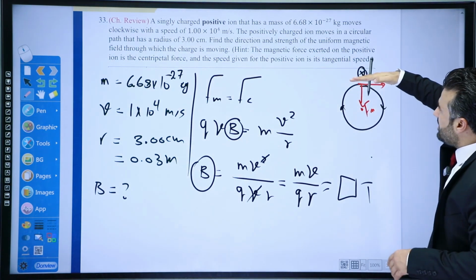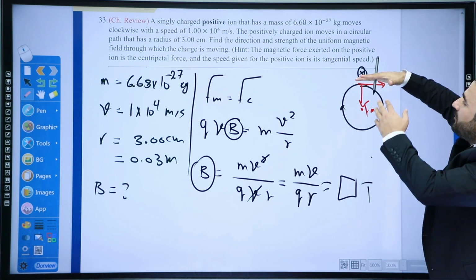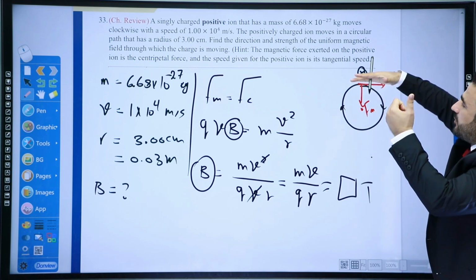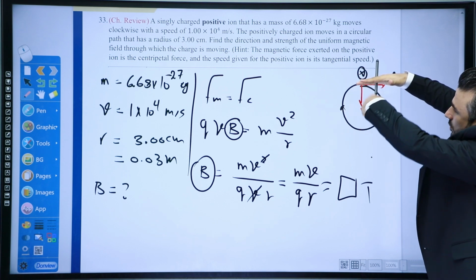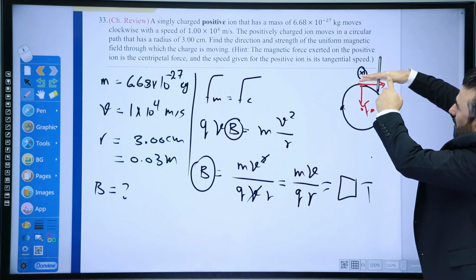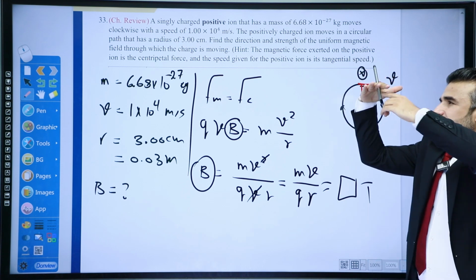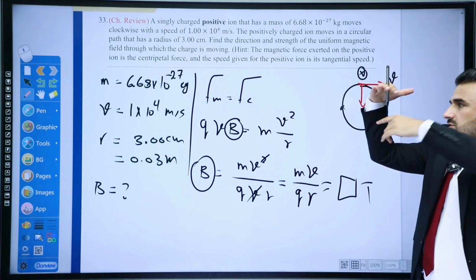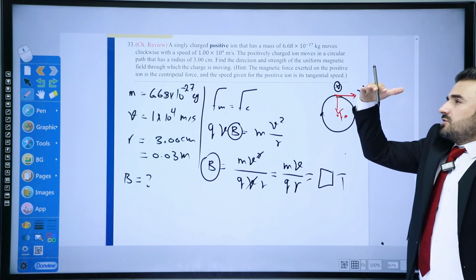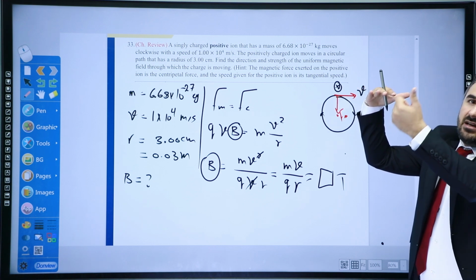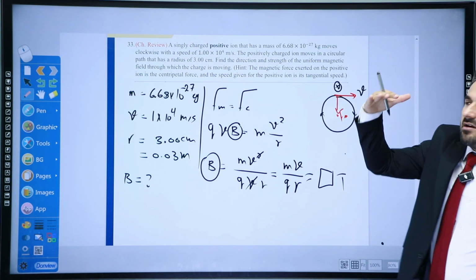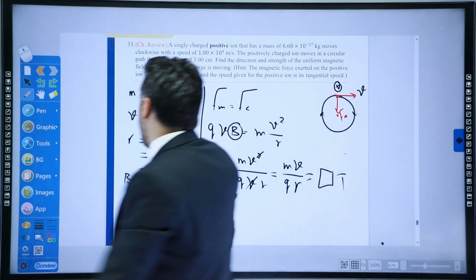If I do this, you can see the velocity is outward, but that is not the velocity. The motion is downward, so the force is correct, but for the direction of the motion I will have to flip it. This is the direction towards the center of the circle. So what is the direction of the magnetic field in this case? It is out of the page.